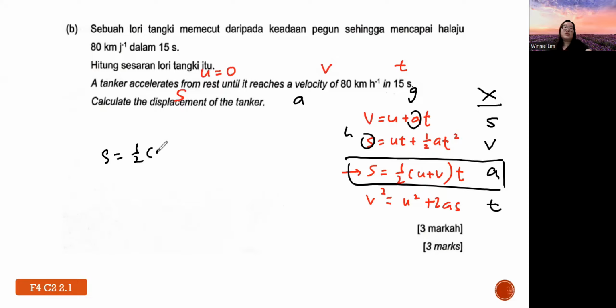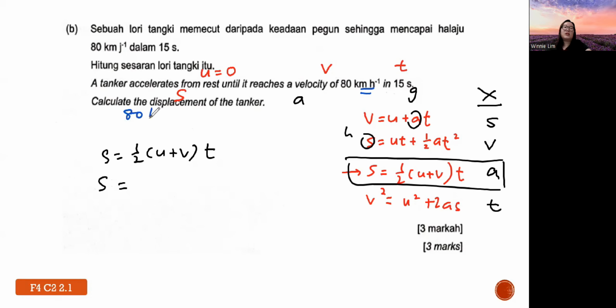So S equals half U plus V times T. Now, can I just straight away put in all the values? The teacher said cannot. You must always check whether everything is in SI units or not. What is the SI unit for velocity? Meter per second. Is it in meter per second? No. So we have to do a step, changing kilometer per hour into meter per second.